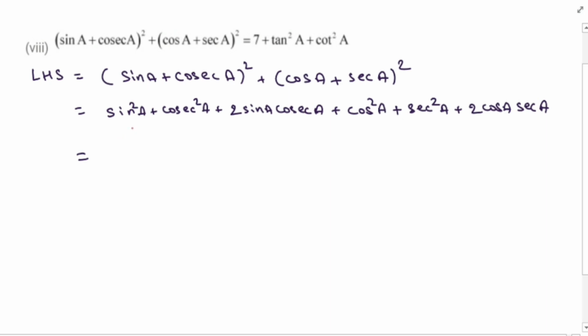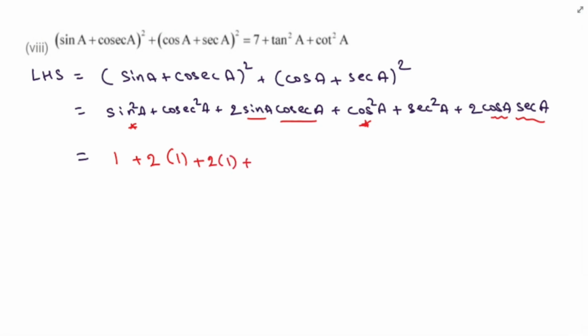So what happens? Sin square A plus cos square A equals 1, plus sin A cosecant A cancels, so with 2 remains 2 into 1, plus here cos A cancels with secant A, so 2 into 1, plus cosecant square A plus secant square A as it is.